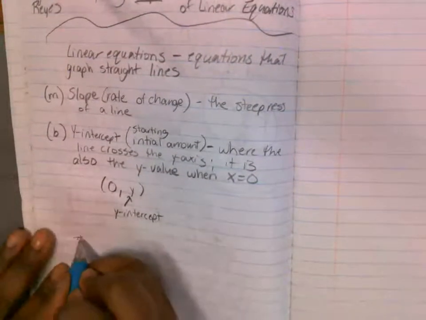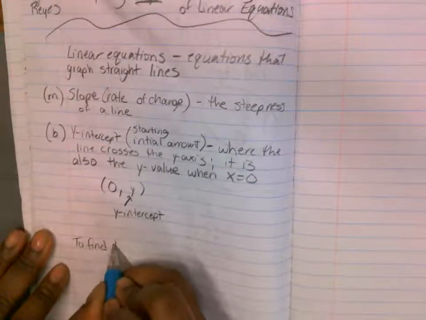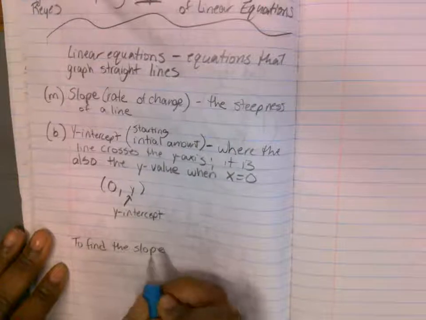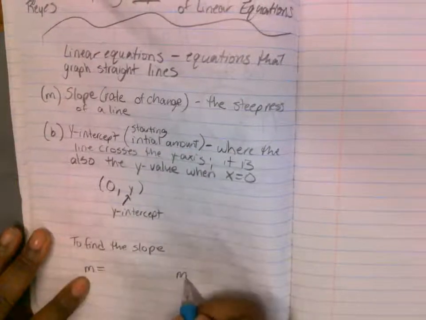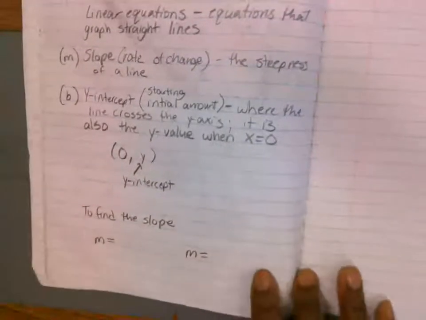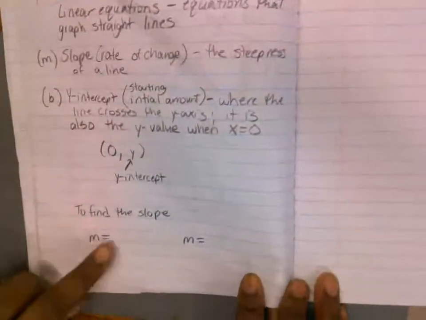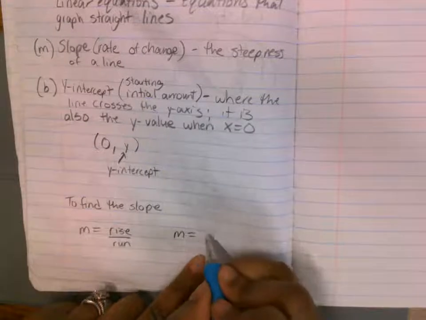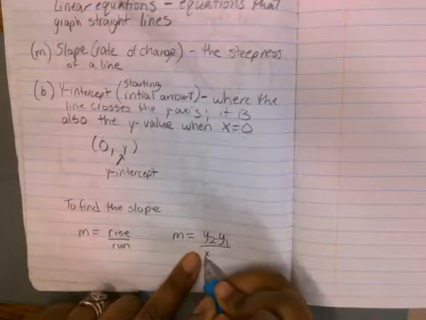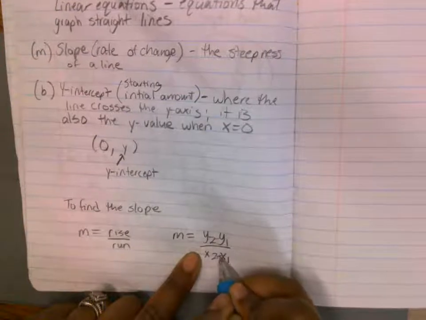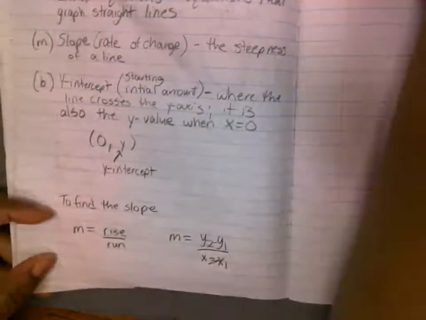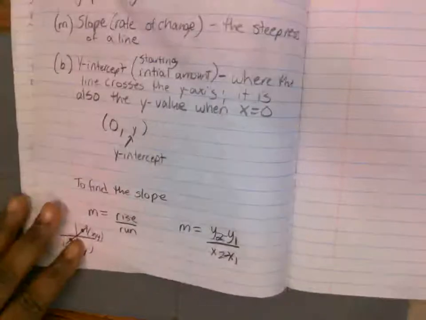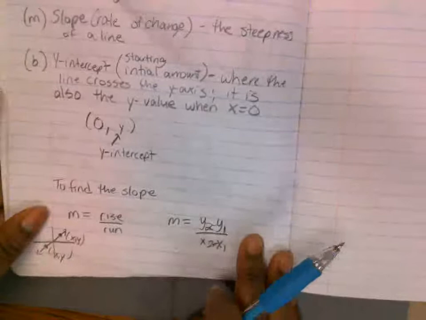To find the slope, there's two formulas that I use. One of the formulas is rise over run. And the other formula is y2 minus y1 over x2 minus x1. Right. Okay. All right. So now we're going to do our example.